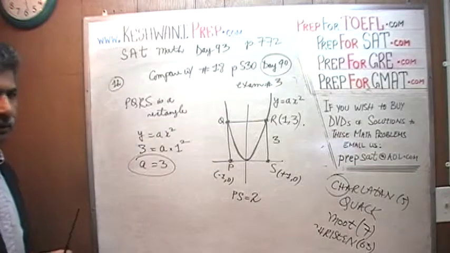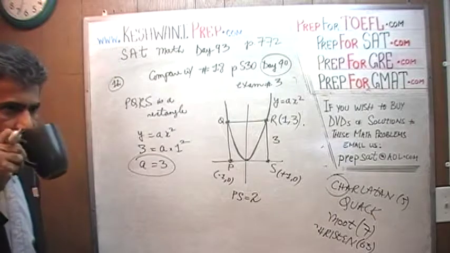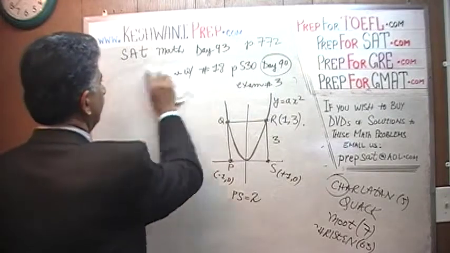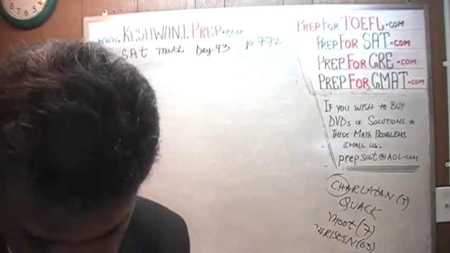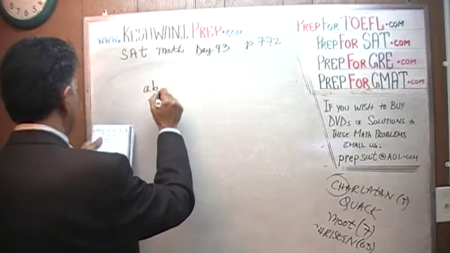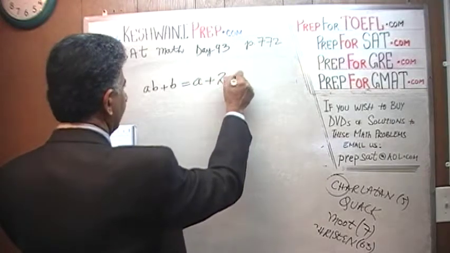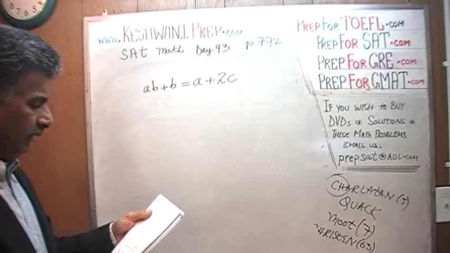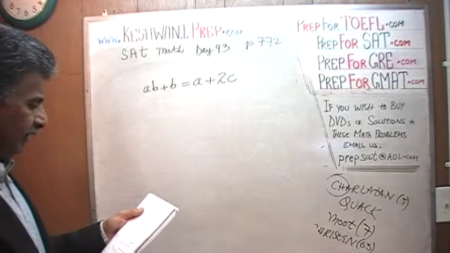Number 13. We're done with this one? Number 13. Problem number 13. It says a times b plus b equals a plus 2 times c. What's the value of b when a equals 2 and c equals 3? What's the value of b?